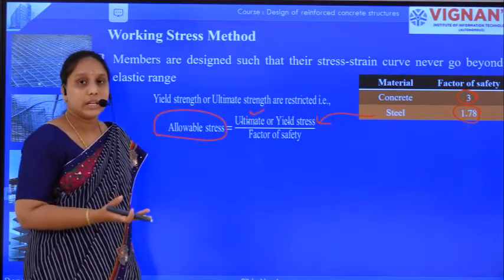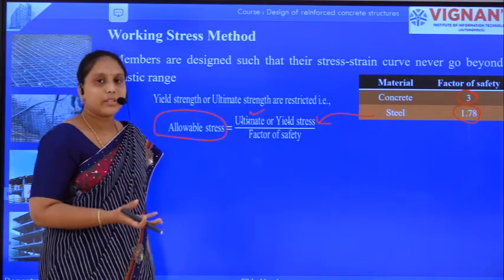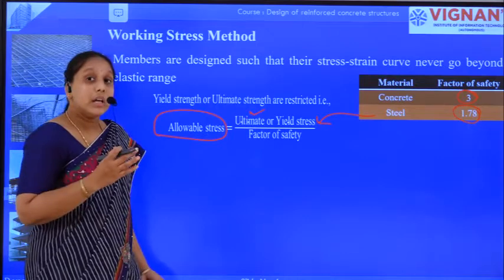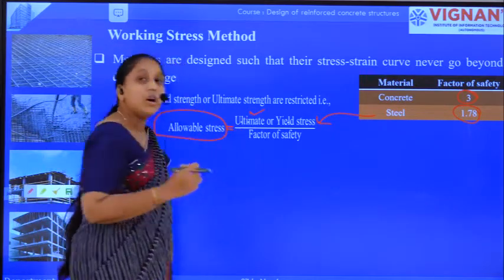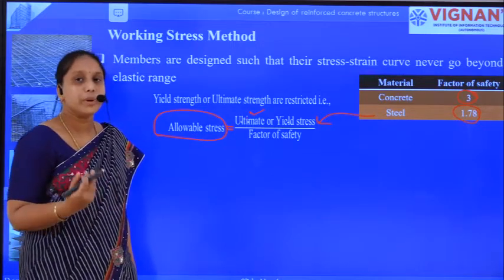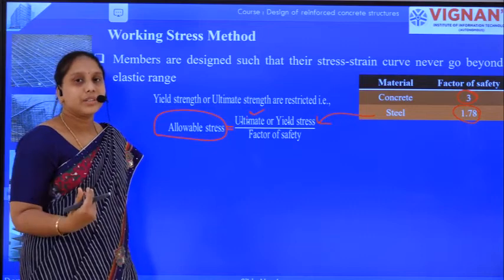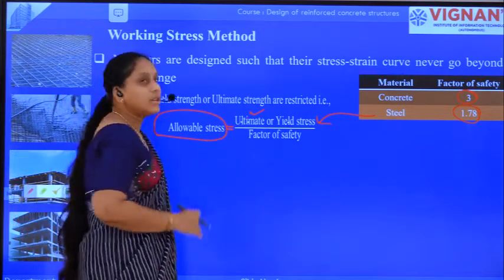So that is how the permissible or allowable stresses are calculated, and this method works on the basis of the permissible stresses. So due to the worst combination of the working loads also, the stresses developed in the structure will not exceed the permissible stresses.